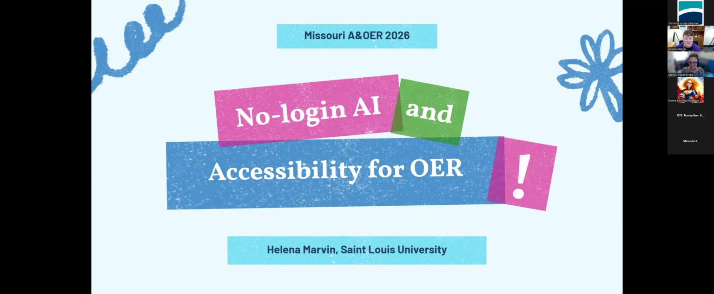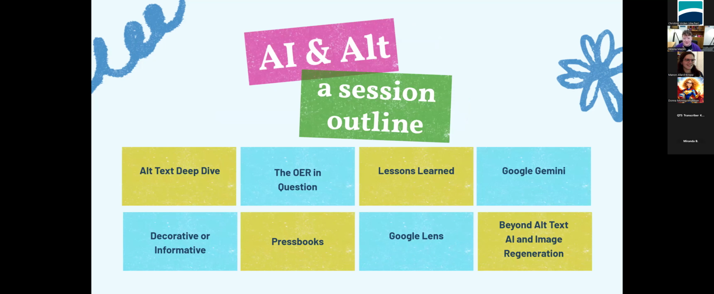Thank you. Welcome, everyone. So, No Login AI and Accessibility for OER is what I'm going to talk about. I'm going to touch, not necessarily in this order, upon all of these things. What is alt text? What are the kinds of alt text, decorative versus informative? The OER I have been working on in question. The platform that OER is inside of, Pressbooks. Some lessons I've learned, as well as what technology I've been using, which is specifically Google Lens and Google Gemini, and I'll get a little bit into why that is. Also going beyond alt text and AI and using image regeneration tools and what that means.